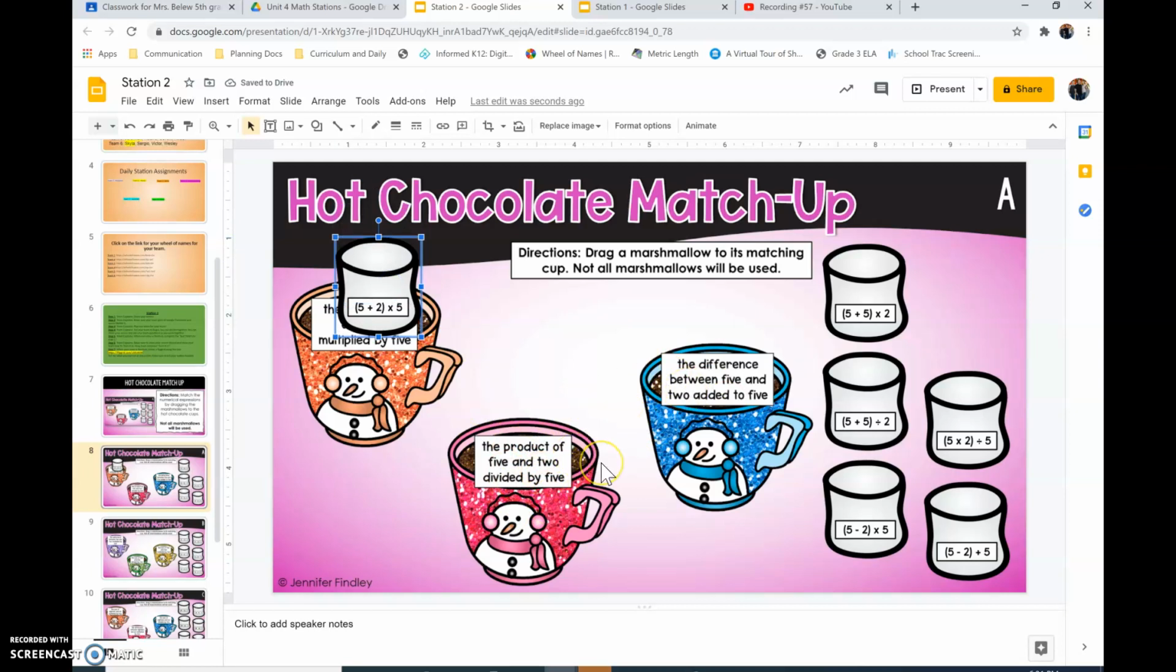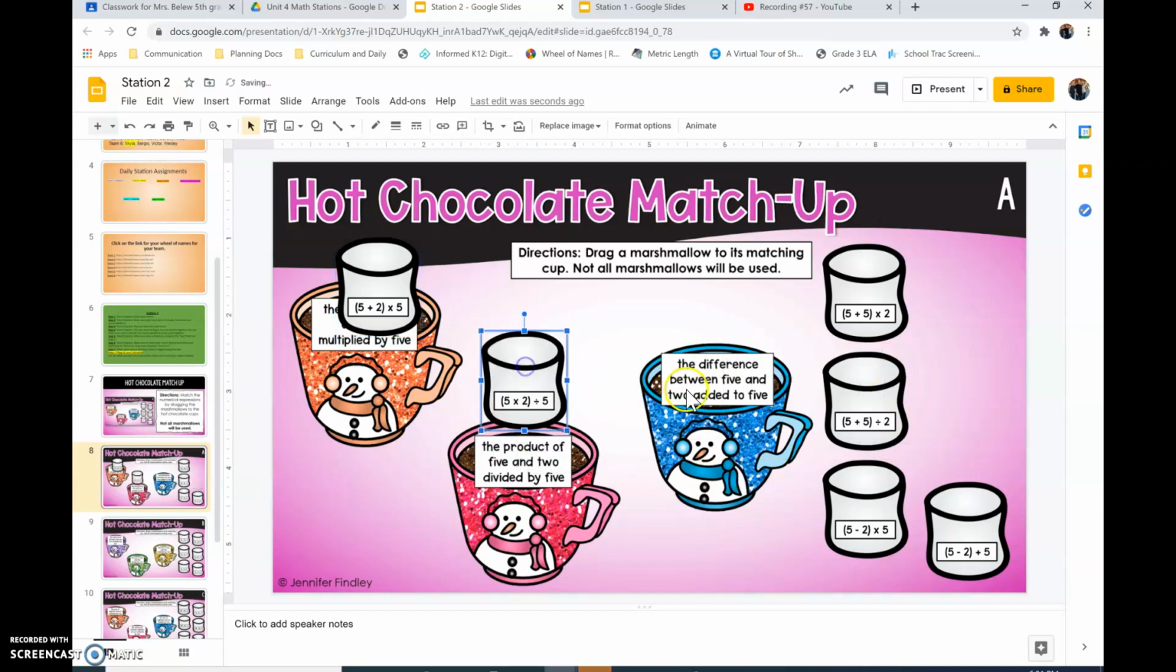The product of 5 and 2, product means multiply. So I multiply 5 and 2 and then divide it by 5. The difference, that means subtract, of 5 and 2 added to 5. So 5 minus 2 plus 5. Okay? Oh, it's right here.